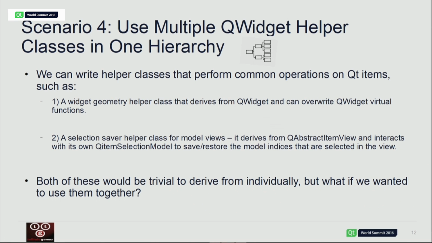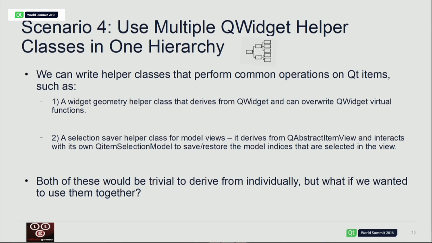So let's say we had, let's take two helper classes that we might want to use. We'll have a widget geometry helper class, and we really use this in our own tools, that derives from QWidget, and it can override QWidget virtual functions that can save and restore position and size of a particular window so that it's where people left it and people get kind of happy in their workspace setup. And then we have a conceptually similar thing, which is a selection saver.